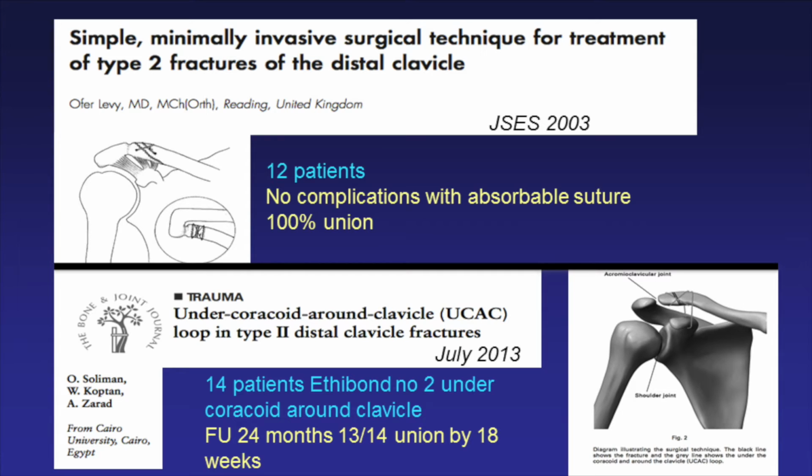We're a bit concerned. I don't think one can guarantee that with just a simple PDS, but he said he did get that. And then from Cairo, Soliman looked at 14 patients, and they talk about an under the coracoid, around the clavicle suture, and 13 of the 14 went on to union by 18 weeks.